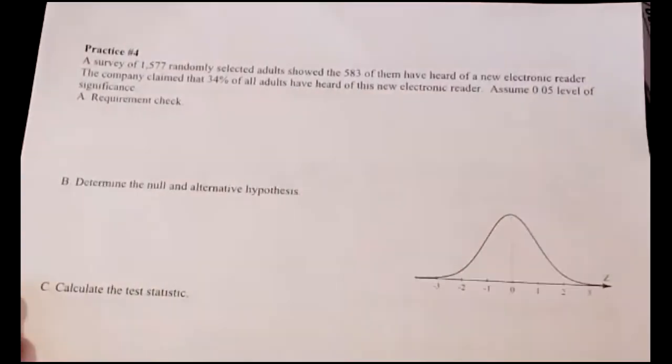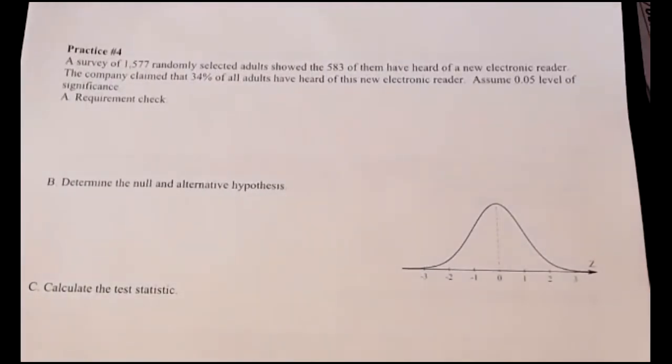Practice number 4. A survey of 1,577 randomly selected adults showed that 583 of them have heard of a new electronic reader. The company claimed that 34% of all adults have heard of this new electronic reader. Assume 0.05 level of significance. Let's start by writing some information.